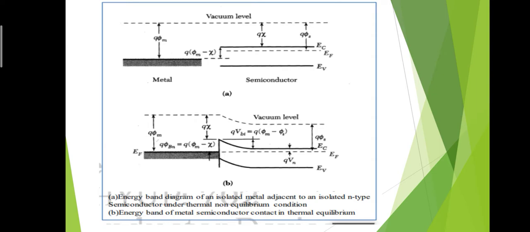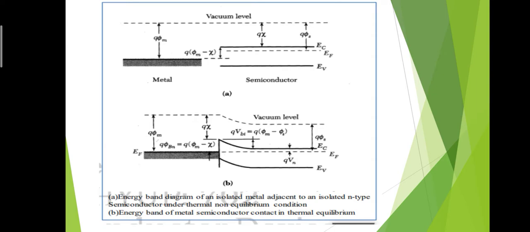We know that q phi m is the work function of the metal, right, and q chi is nothing but the electron affinity, and we know that the electron affinity is the energy difference between the vacuum level and the conduction band energy level. Now we have to write the barrier height for the electrons which are present in the metal. So we subtract the electron affinity from the work function of the metal, and we get the barrier height.